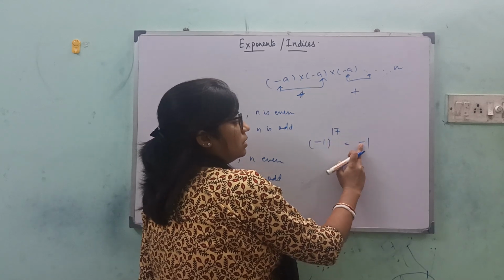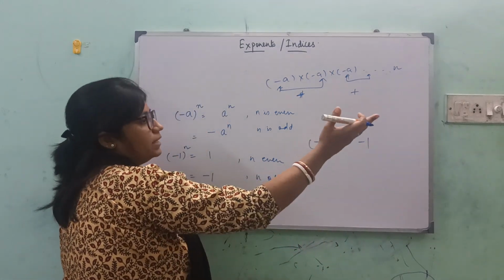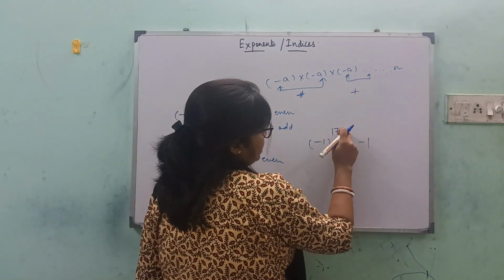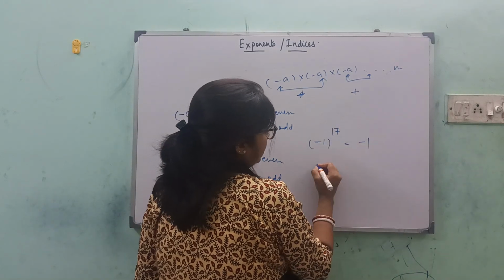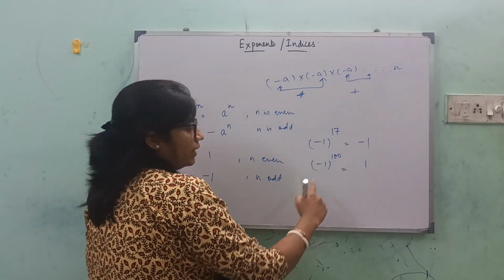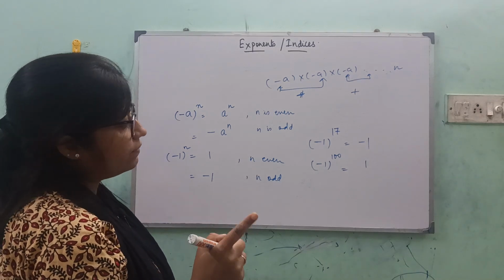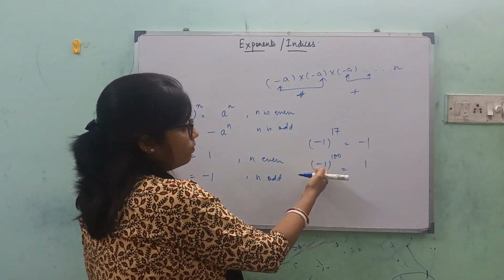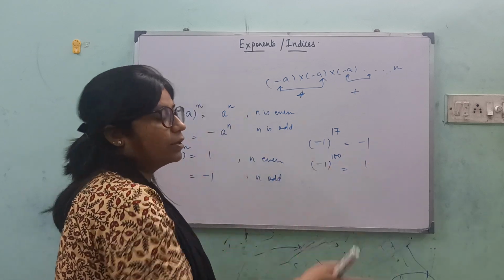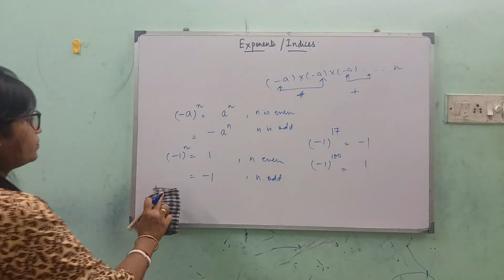Power odd means there will be a negative sign, and minus 1 multiplied 17 number of times will give you 1 itself, and because of this power 17 odd number, this is a negative sign. So minus 1 to the power 100 will give you 1. Why? Minus 1 multiplied 100 times. So for 100 negative ones, you're getting a positive answer, and a 1 multiplied to itself any number of times will give you 1. Alright, so I hope this is clear.